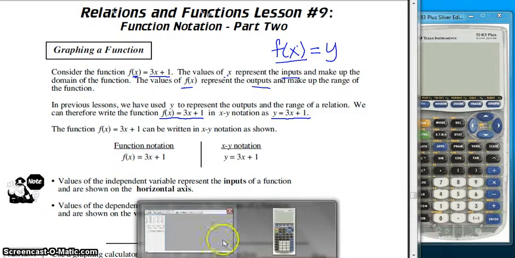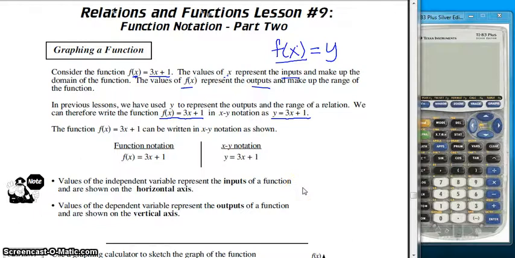The input is the x, and the output is the y for the xy notation. It can also be the f of x, which represents the output as well. And x, you put on the horizontal axis, horizontally, left and right, and y, you put vertically.